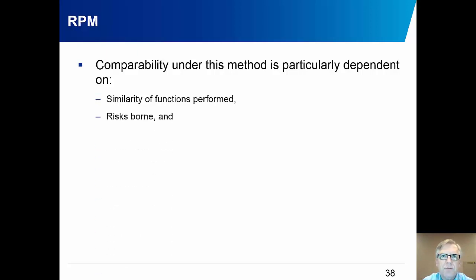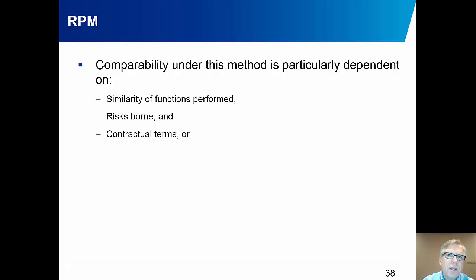You'd also want similarity of risks. So for example, with that TV versus DVR, if you're selling the TVs and you bear the warranty risk on that, but when you sell the DVRs you don't, well, that's a significant difference, and you either need to make an adjustment for it or look for a way to find comparables where they have the same amount of warranty risk, let's say. So risks borne are going to be very important.